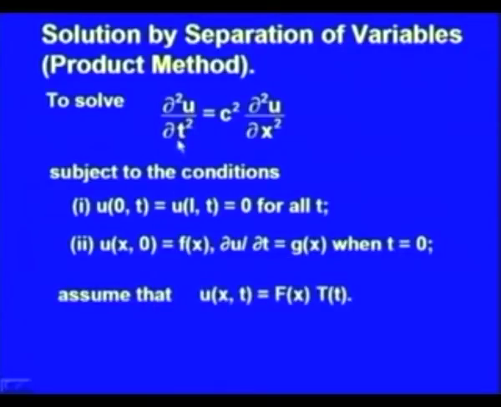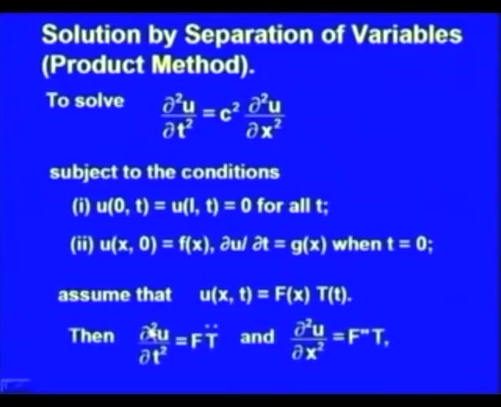So, let us assume that the function u, the known function u, can be written as the product of two functions. One is a function of x, another one is a function of t, and so u is assumed to be of a particular form. It is a product of two functions. One is a function of x, another one is a function of t. That is why we call it a product method or separation of variables method.